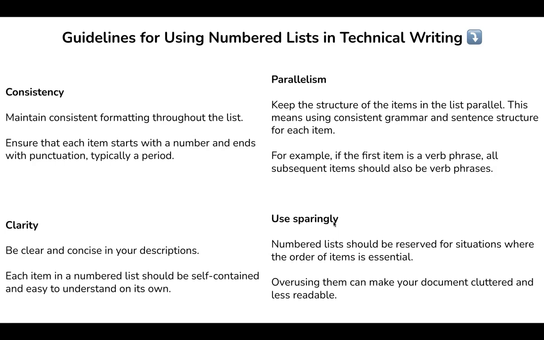So you should use numbered lists sparingly, right? So a numbered list should only be reserved for situations where the order of items is essential. So if you know that this thing has to follow a particular order, you should use a numbered list. But when the order is not important, you should just use the next type of list, which is bulleted or unordered lists. So overusing numbered lists can make your document cluttered, confusing, and less readable.